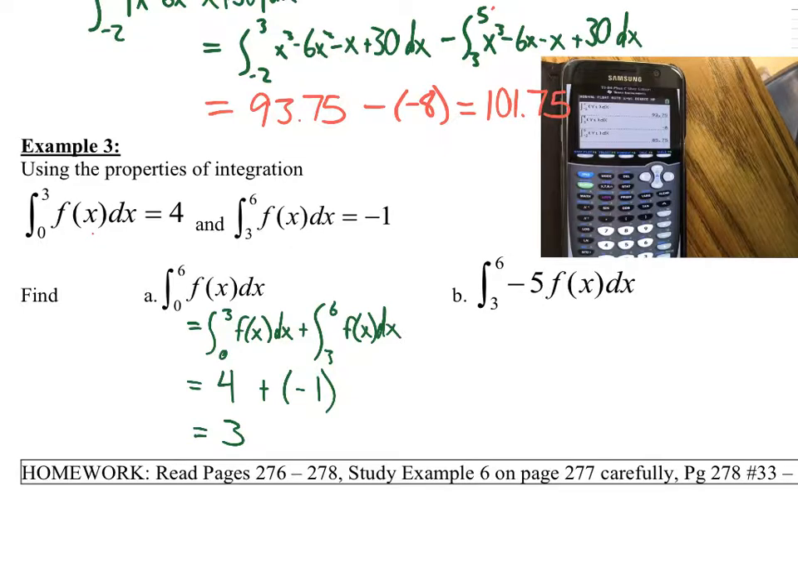Okay? How about this next one here? The integral from 3 to 6 of -5 f of x dx. It's going to be 5, because I can pull the -5 out and then do the integral from 3 to 6 of f of x dx. So that's -5 times a -1, which is just 5. Okay?